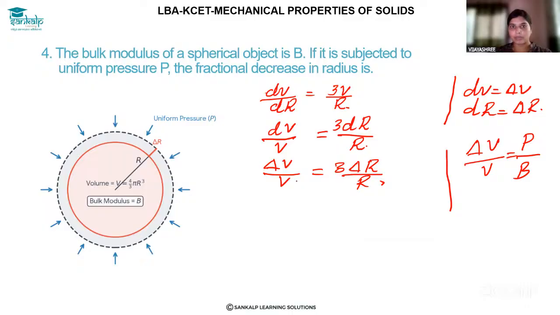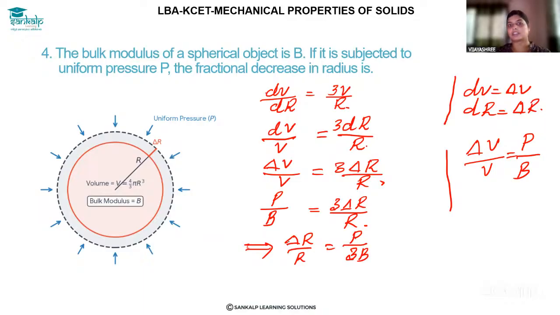So delta V by V is equal to P by B, which is equal to 3 times delta r divided by r. Okay, which implies delta r divided by r is equal to P by 3B. So what is delta r divided by r?